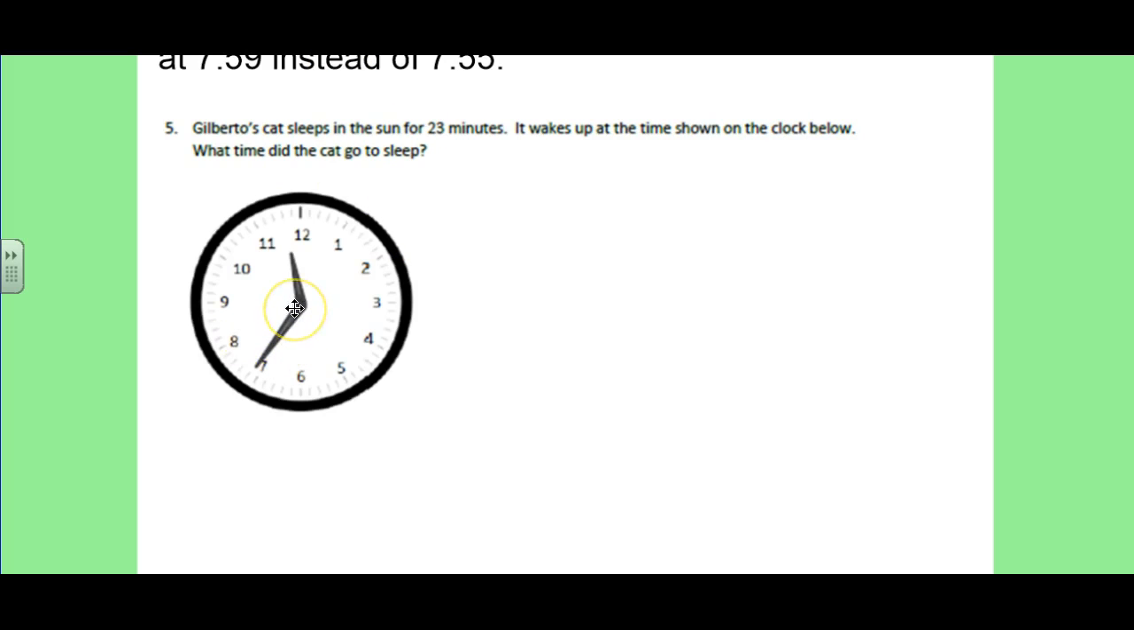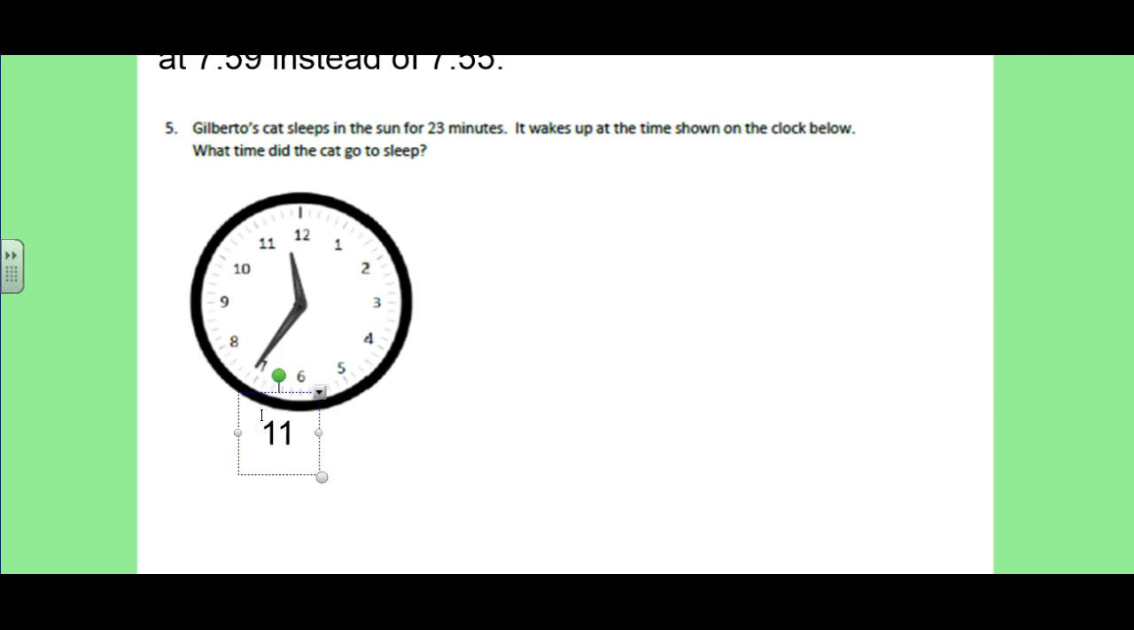Okay, so this is what time it wakes up, and we're trying to figure out what time the cat actually went to sleep. So we're actually going to be counting backwards. And we know we're going to be counting backwards 23 minutes, but what we don't know so far is what time this clock is actually showing to tell us what time the cat actually woke up. So on your piece of paper, I want you to write down what time this clock is showing and then push play to check it and see if you're correct.